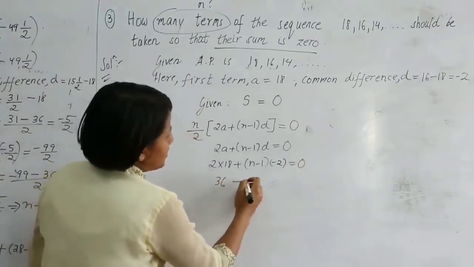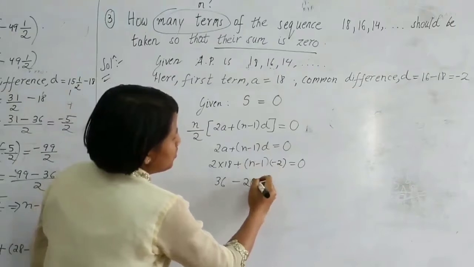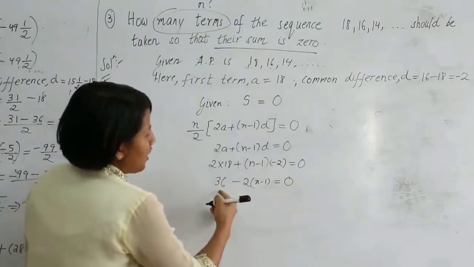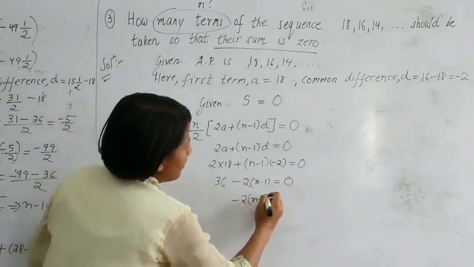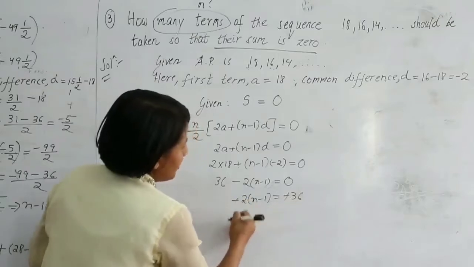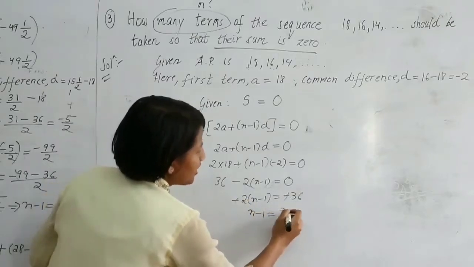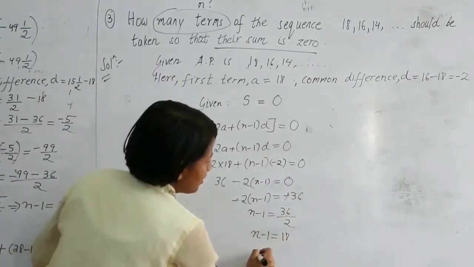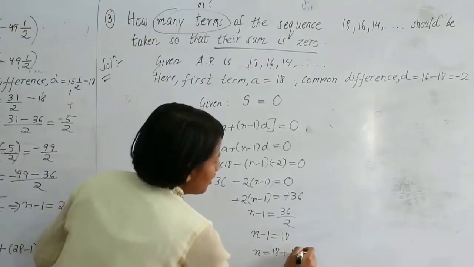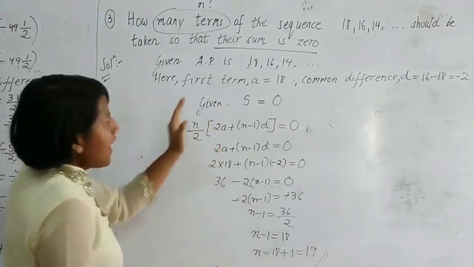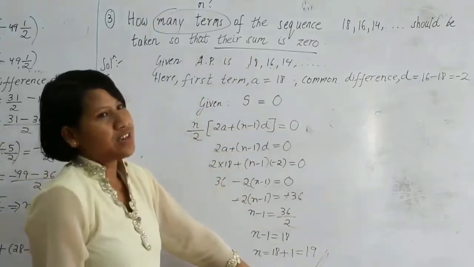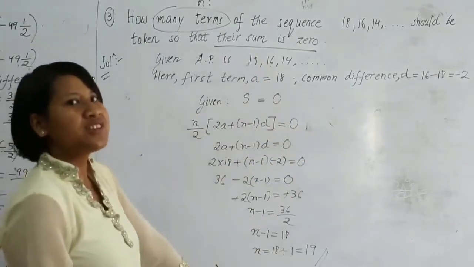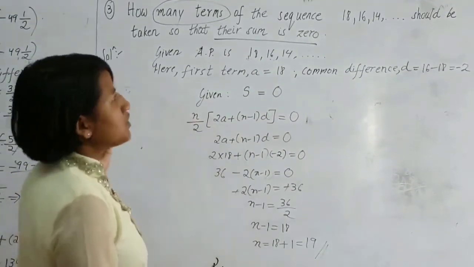Then substitute, A is 18, and then n minus 1 into minus 2. This one is 36, plus into minus is minus, so minus 2, you bring this 2 forward, then you carry this to the other side, it will be minus 36, then n minus 1 will be 36 by 2. So n minus 1 will be 18, so n will be 18 plus 1, which is 19. So when you add the first term to the 19th term, the sum you will get to be 0. Okay, so that is the meaning of this question. So we'll proceed to the next question.